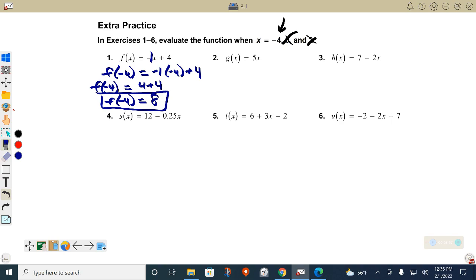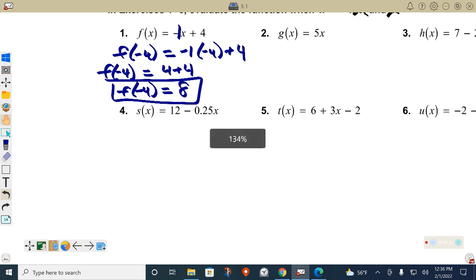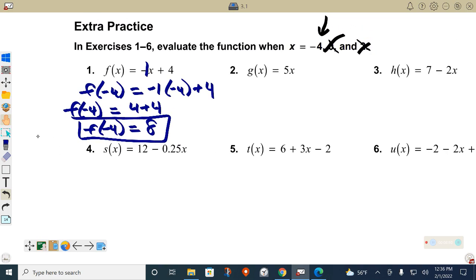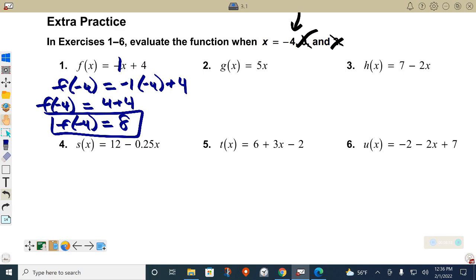I trust you guys can see that. If not, there's some seats up here. You want to come up a little closer? Let me zoom in a little bit. Question on number 1? Oh, on number 2, g of x.